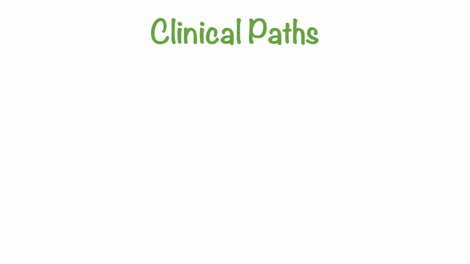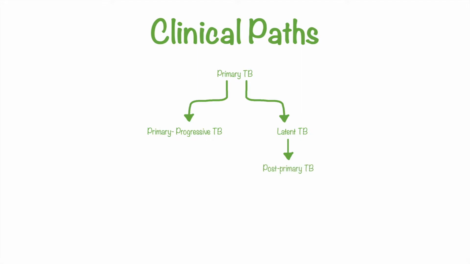Once the bacteria has reached the primary tuberculosis stage, it has a few different paths it may take. Primary progressive TB is when the primary infection is not suppressed. Latent TB is the outcome in the majority of patients with primary TB, and it's a non-infectious state. Post-primary TB is also termed reactivation TB, and it occurs in patients with latent TB, frequently due to immunocompromising diseases.